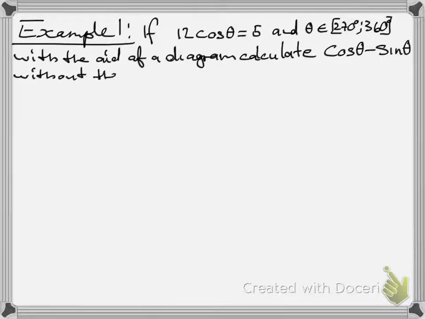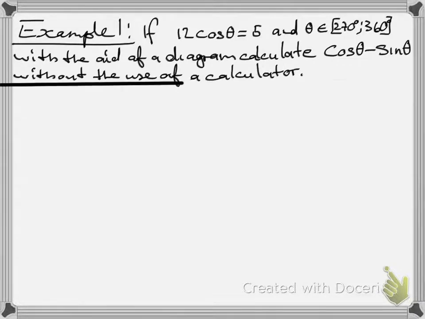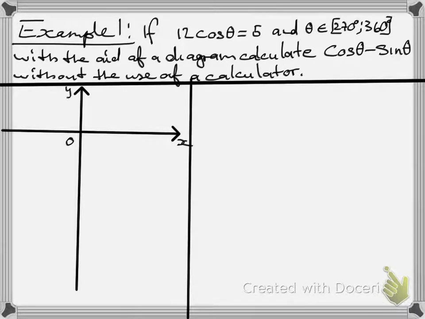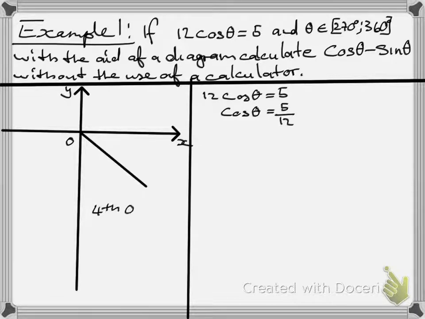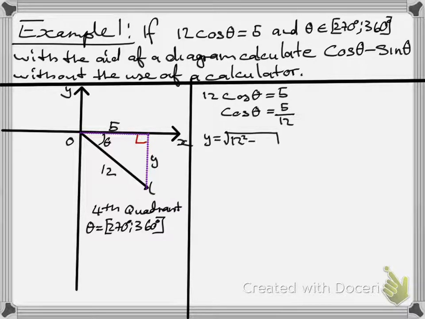So the moment you are told that theta is between 270 and 360 degrees, you know this is the fourth quadrant. So in your diagram, you put your coordinate in the fourth quadrant. We put our radius in the fourth quadrant, and then we see cos theta is equal to 5 over 12. So cos theta is adjacent over hypotenuse. We draw our right angled triangle and put our hypotenuse 12, our adjacent 5, which is the x coordinate, and y.